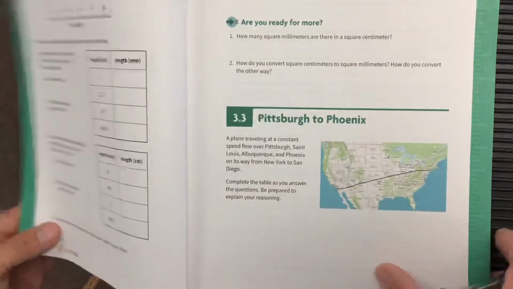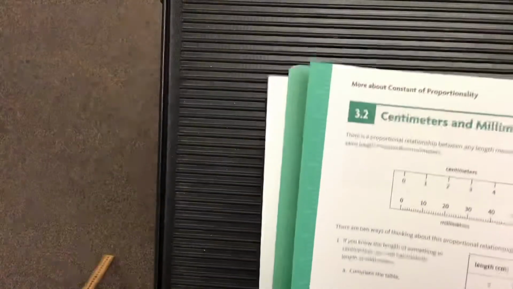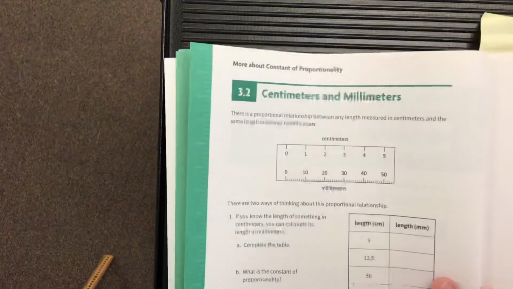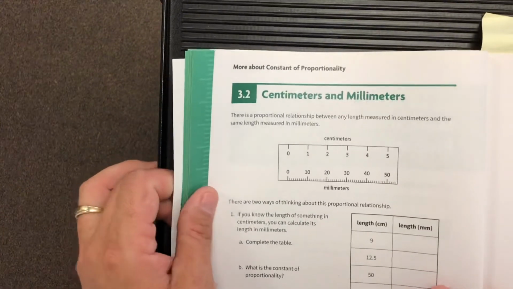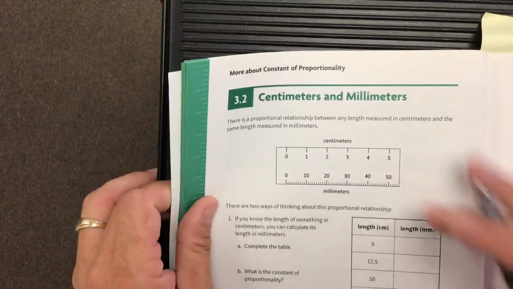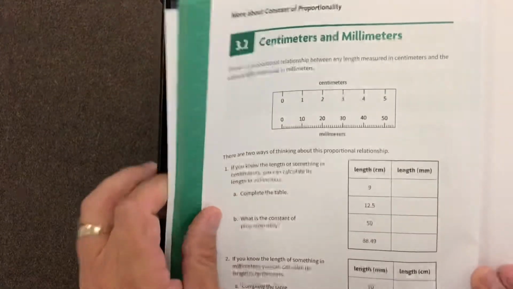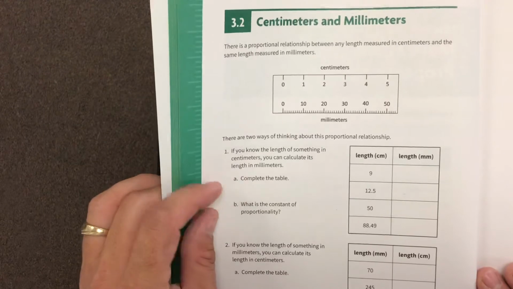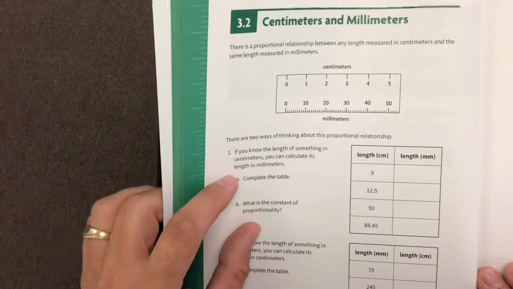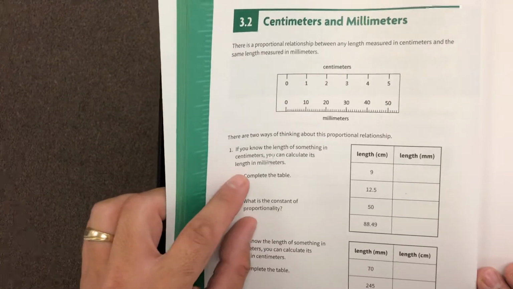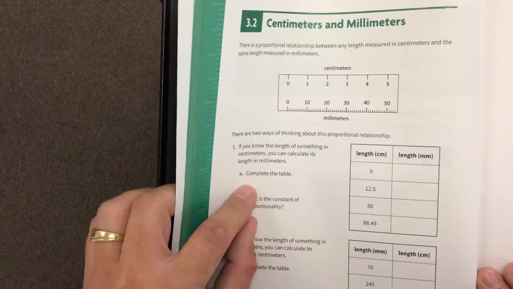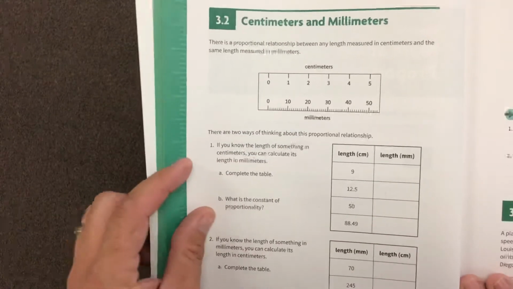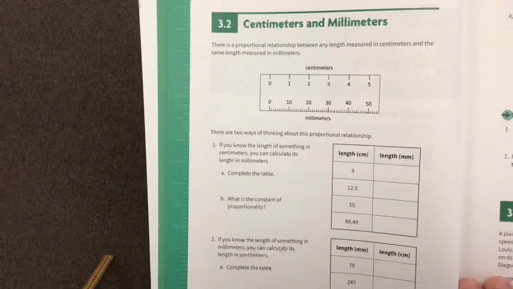Next problem. There is a proportional relationship between any length measured in centimeters and millimeters. Just an example of a ruler here. It says there's 2 ways to think about this proportional relationship. If you know the length of something in centimeters, you can always calculate its length in millimeters, complete the table. So in order to fill this out, we would have to know how many millimeters are in a centimeter.